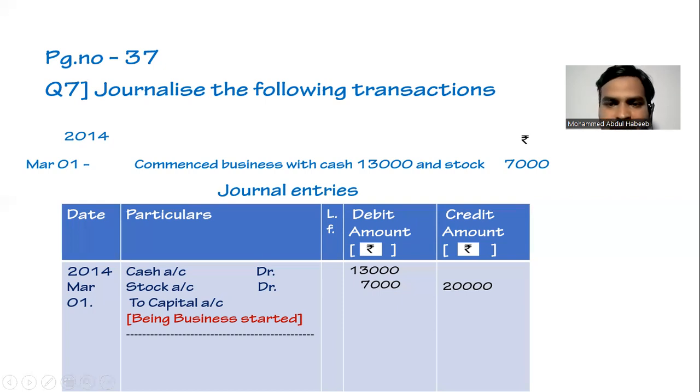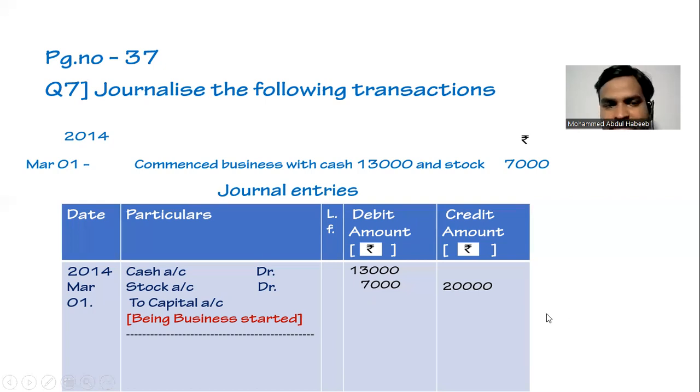So as per the rules of real account, debit what comes in. Whatever is coming into the business, it should be debited. So in this transaction, cash worth 13,000 is coming into the business, and stock worth 7,000 is coming into the business. So cash will be debited as well as stock will be debited. So in date column, the date will be taken as 2014 March 1, and the journal entry will be cash account debit 13,000, stock account debit 7,000, to capital account 20,000. Whatever has been invested by the owner into the business is called as capital. And the narration will be being business started. After completing the journal entry, we'll draw a line like this.